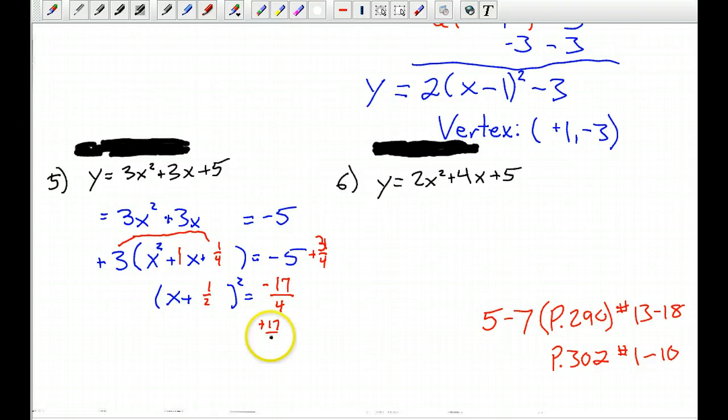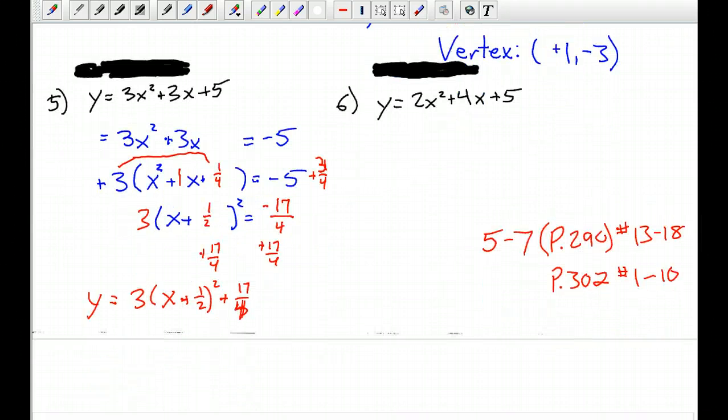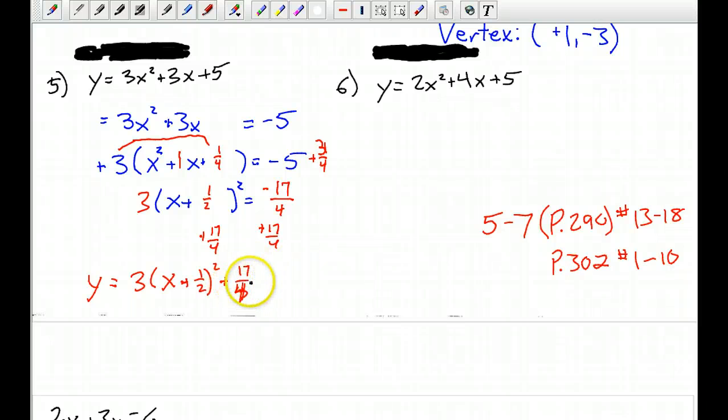And add it to the other side. So, hey, it works nice even though it might be some ugly numbers, it still works. We can get the vertex, no problem. So we have 3 times (x plus 1/2) squared plus 17/4. That's the way. So our vertex is at negative 1/2, comma, 17/4.